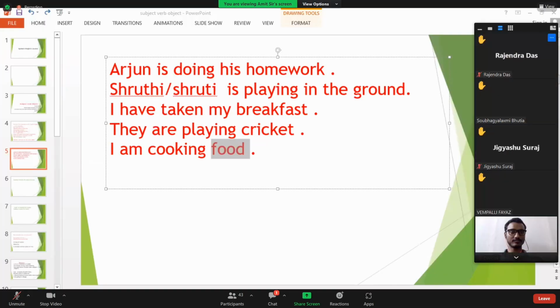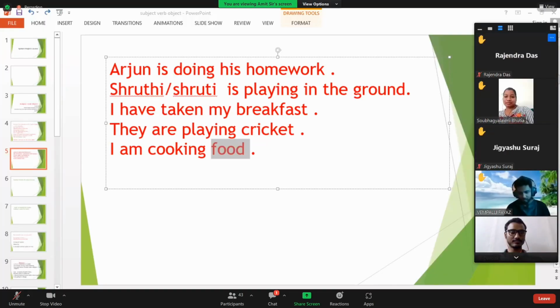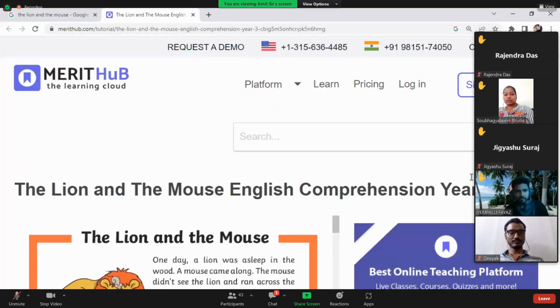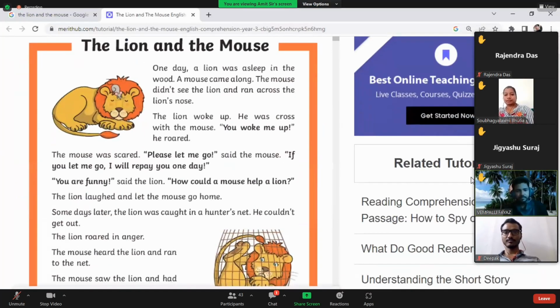So, story. In the screen. Yeah, the screen is visible. Yes, sir. See, I have taken a small story, The Lion and the Mouse. Not only this story, you can take any story.